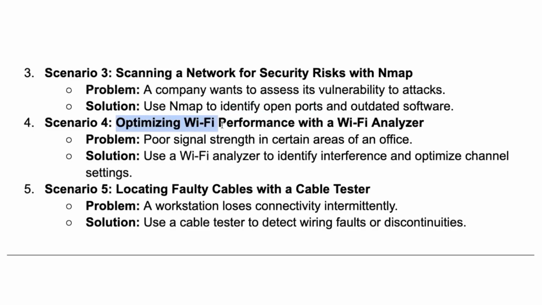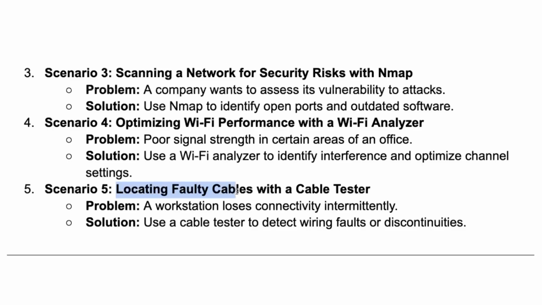Scenario 4 would be optimizing Wi-Fi performance with a Wi-Fi analyzer. And the problem is that there's poor signal strength in certain areas of an office. So we can use a Wi-Fi analyzer to identify interference and optimize channel settings. You can also use it to look at the heat map, for example, and see what is causing poor signal strength in certain areas of the office.